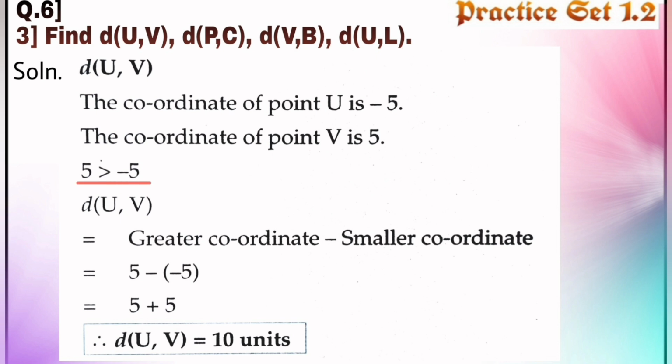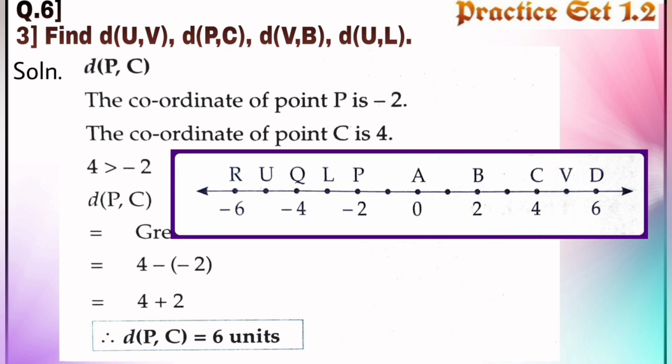Therefore, the distance between point U and point V is equal to greater coordinate minus smaller coordinate. That is 5 minus -5, which is equal to 5 plus 5. Minus is plus, so 5 plus 5 is 10. Therefore, the distance between U and V is 10 units. Next, we have to find the distance between point P and point C. The coordinate of point P is -2. The coordinate of point C is 4. It is given, you can clearly see in the figure.